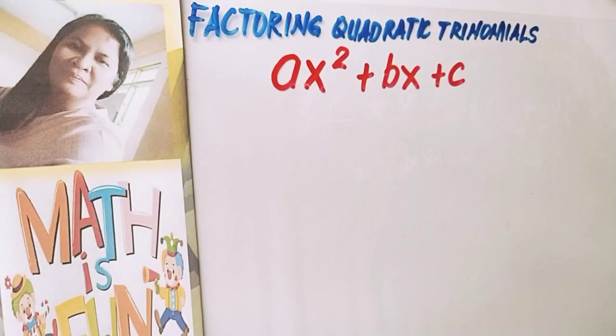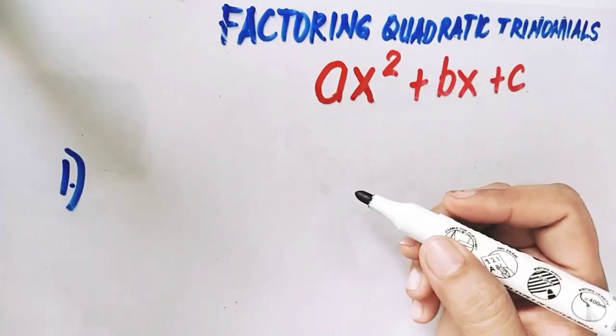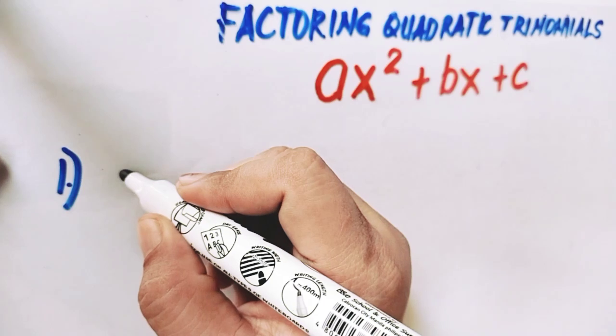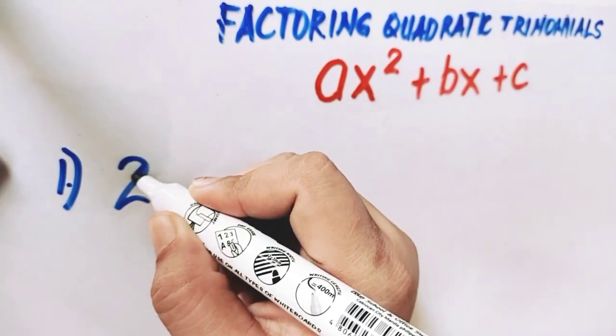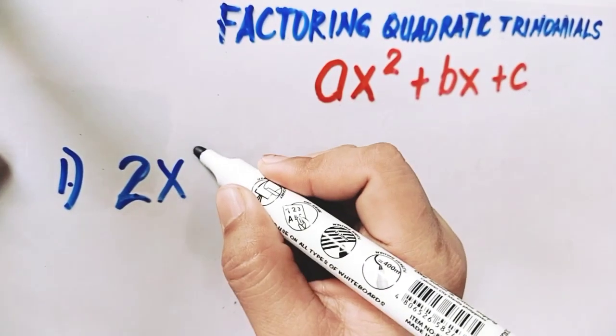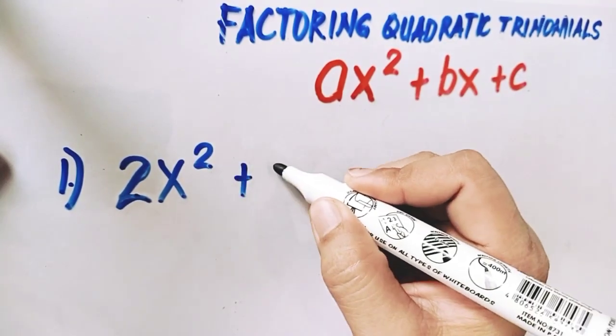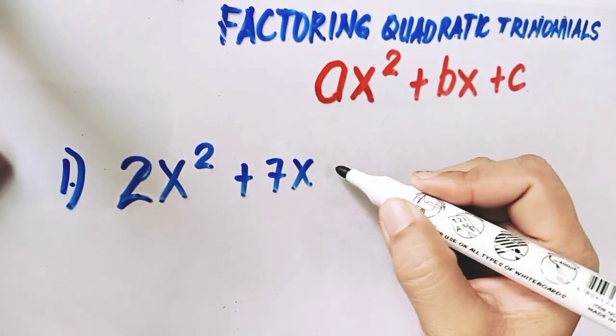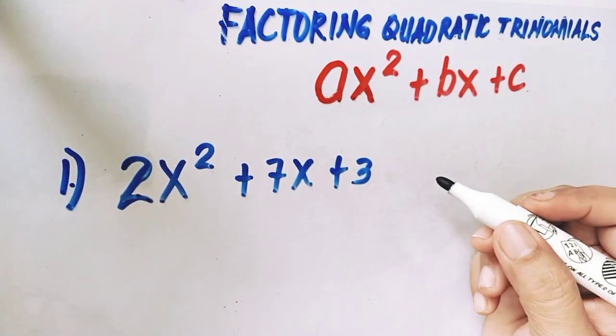We're going to factor quadratic trinomials with a pattern of ax squared plus bx plus c in an easy way. Example number 1: 2x squared plus 7x plus 3.